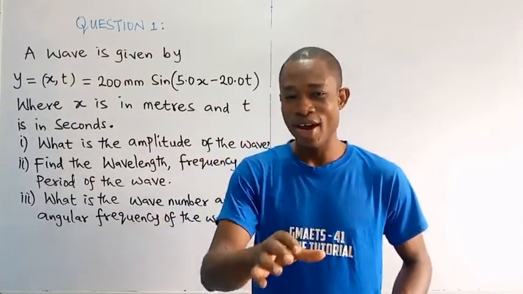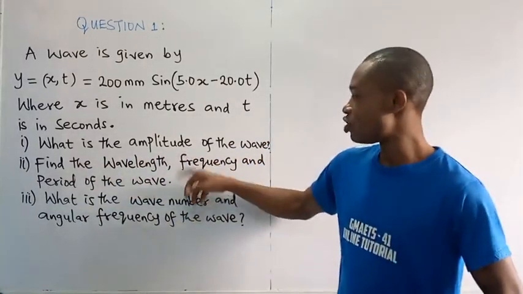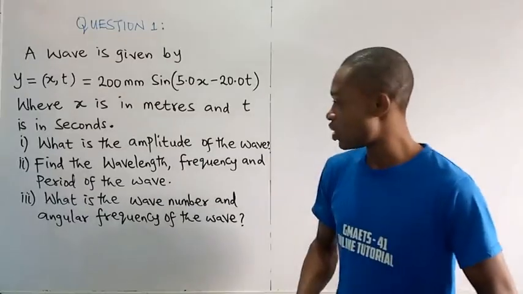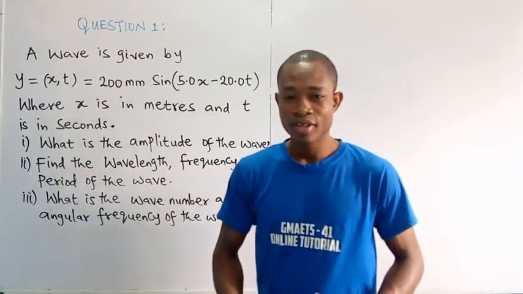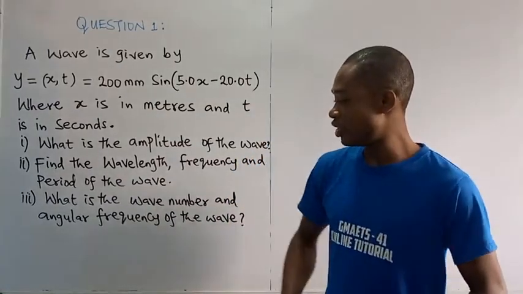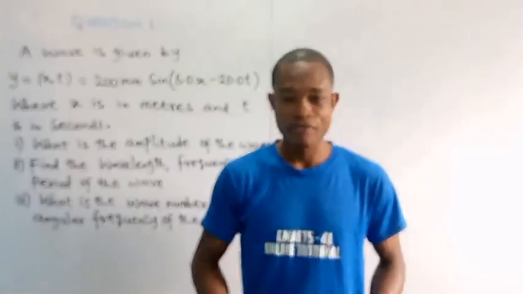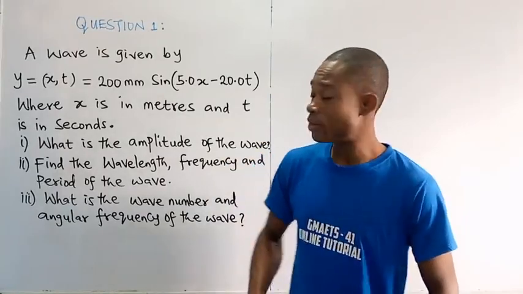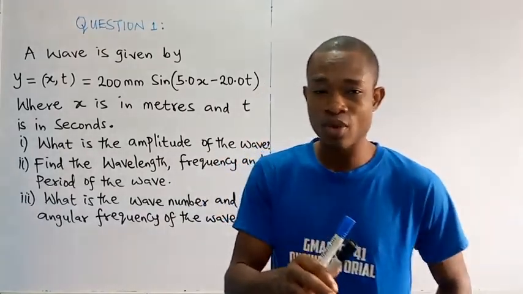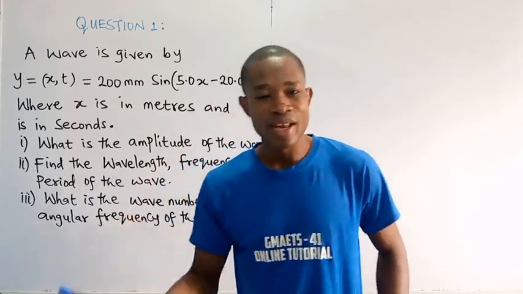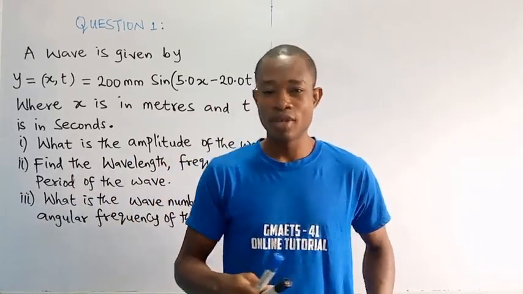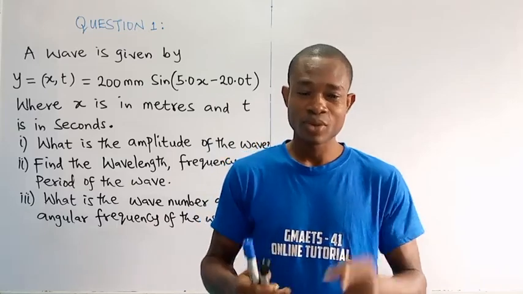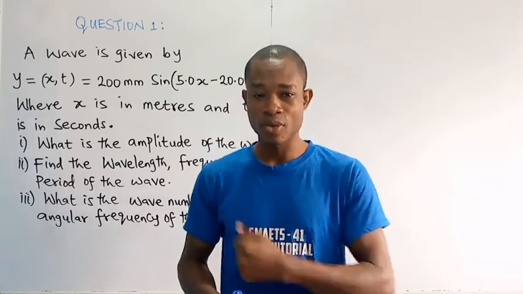So we are required to find what the amplitude of the wave is. Number 2, find the wavelength, frequency, and period of the wave. Then, of course, we are to find the wave number and the angular frequency of the wave. So, in solving this problem, we would have to rely on the progressive wave equation. Are you following? I believe that we've learned that. We're going to see how we apply it to solving this question.